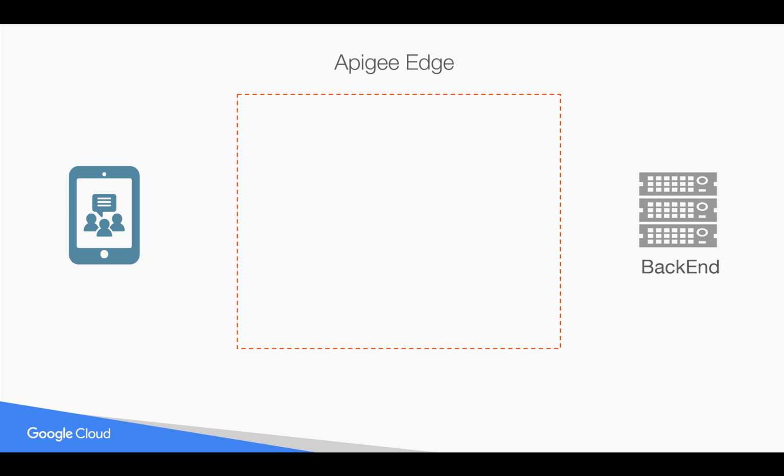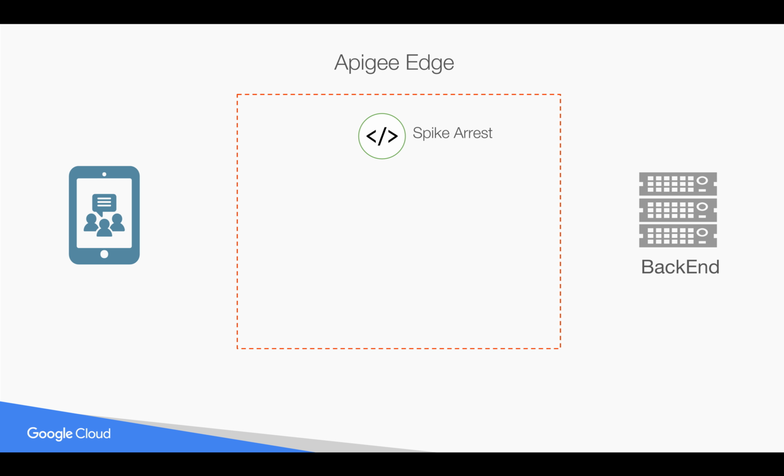In this diagram, on the left, we have a client that consumes API requests. In the middle, we have Apogee Edge depicted by the red dotted line box, and on the right, we have the backend that serves the API requests.